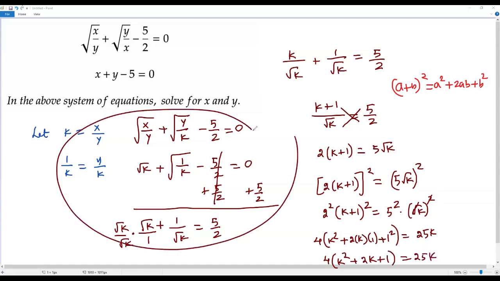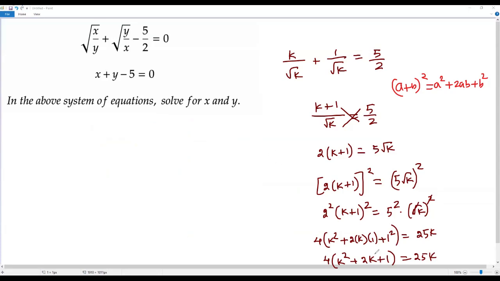Now let me erase this stuff and continue the problem. Now we can distribute this 4 to k squared, plus 2k and plus 1. When I do so, I'm getting 4k squared plus 8k plus 4. On the right side, we have 25k.